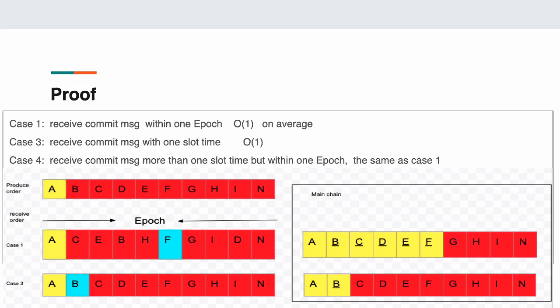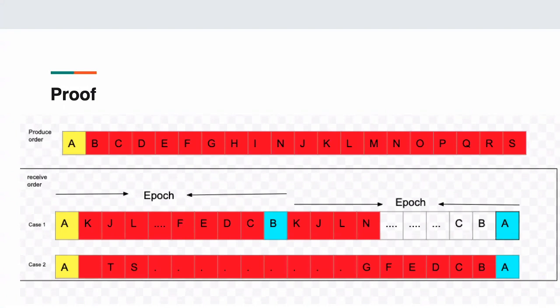So what about the worst case? What happens in the worst case? In the worst case for this part, we cannot receive a message for A all the way to S. The receiving order is like case 2: S, R, Q, P all the way to B, and lastly A. In this case, although it rarely happens, we still get O(1) on average confirm time.